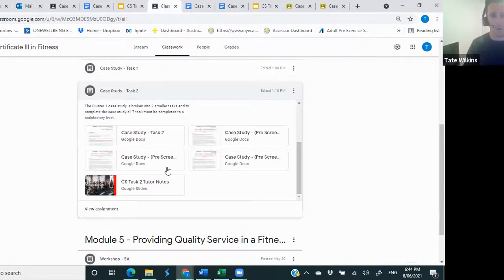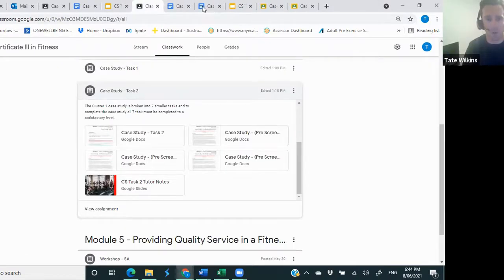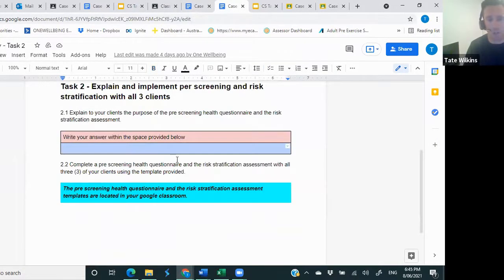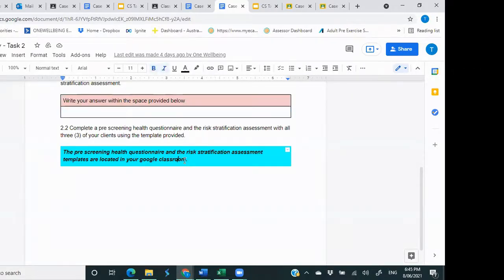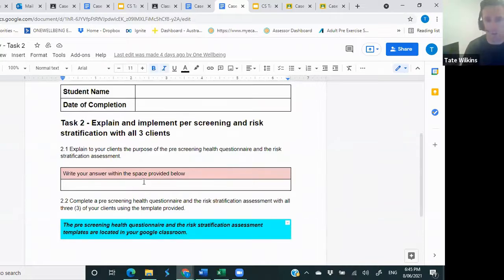So are we on the case study task 2 first? Yeah, there's just one question there. You can see it's just got one. Just that one question, and then 2.2 is where you go off and do your 3 forms. Yep, cool. So we do need to do that question, and we'll do that all together because it's just one question.